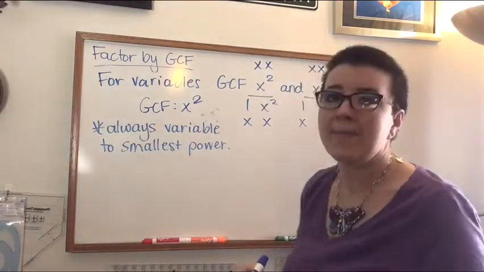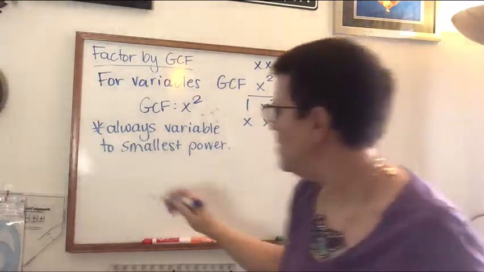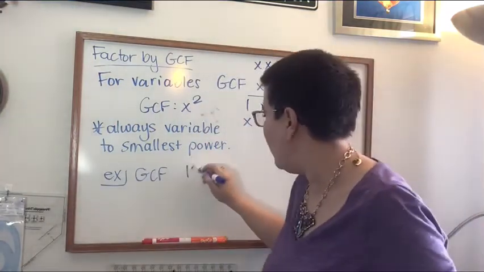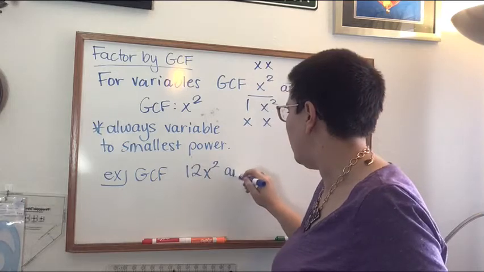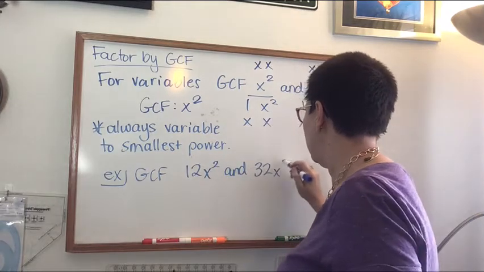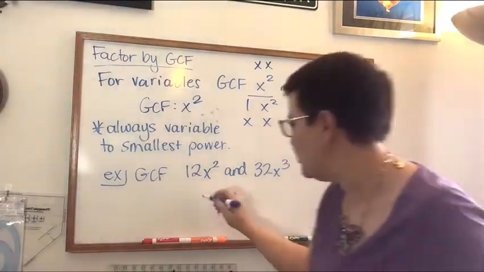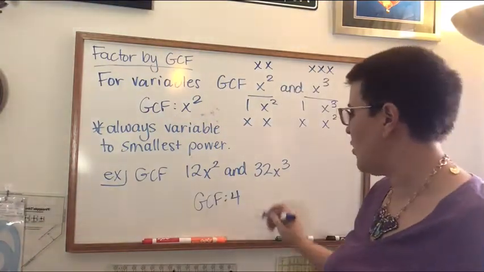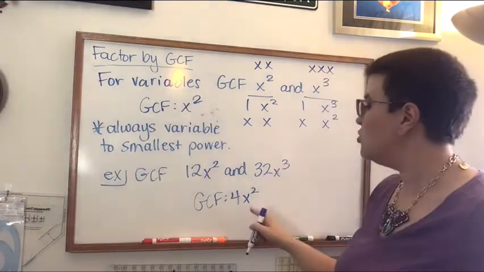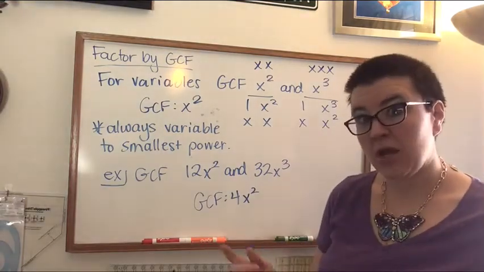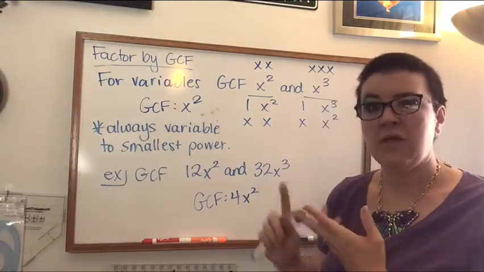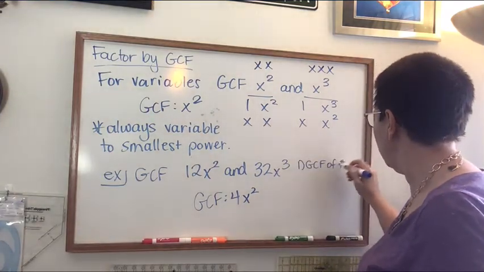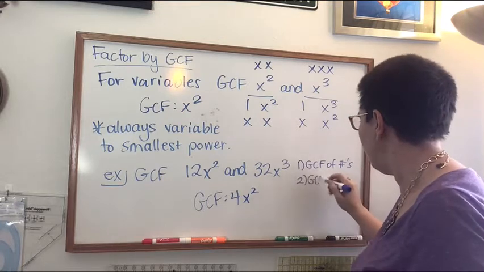Now, of course, what happens next is they start combining things. So, for example, they might say, find the GCF of 12x squared and 32x to the third. Well, we already know the GCF of 12 and 32 is 4, and we know the GCF of x squared and x to the third is x squared. So my GCF is just the combination of the GCF of the numbers and the GCF of the variables, right? So you do GCF of the numbers, then you do GCF of variables.